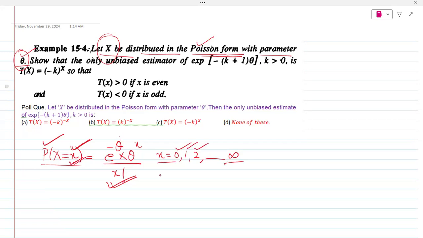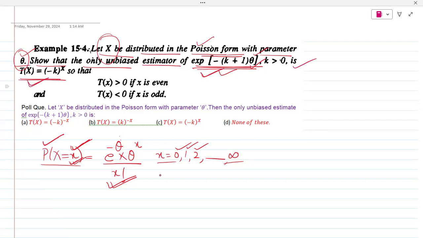Now show that the only unbiased estimator of this parameter is this estimator. Obviously this is a parameter, because it involves theta, the parameter. This expression is involving theta. So this is the parameter, and this is the estimator. Show that the only unbiased estimator of this parameter is this estimator.